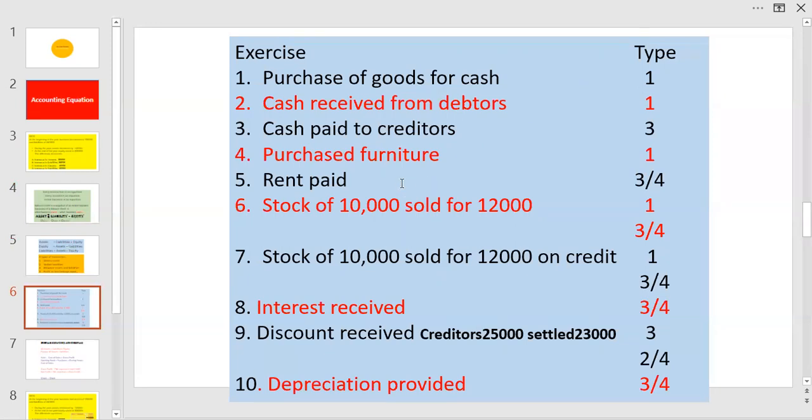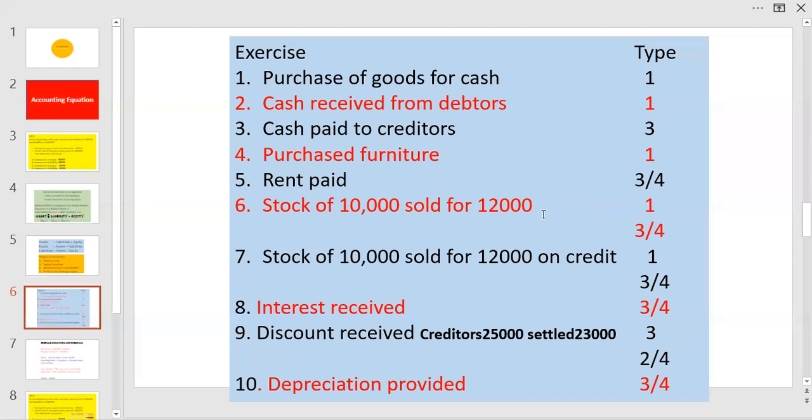Note carefully, fifth one is rent paid. An asset comes down, cash comes down. The next one is rent. It is an expenditure or loss. Profit and loss belongs to equity. Therefore, equity will come down by that amount.